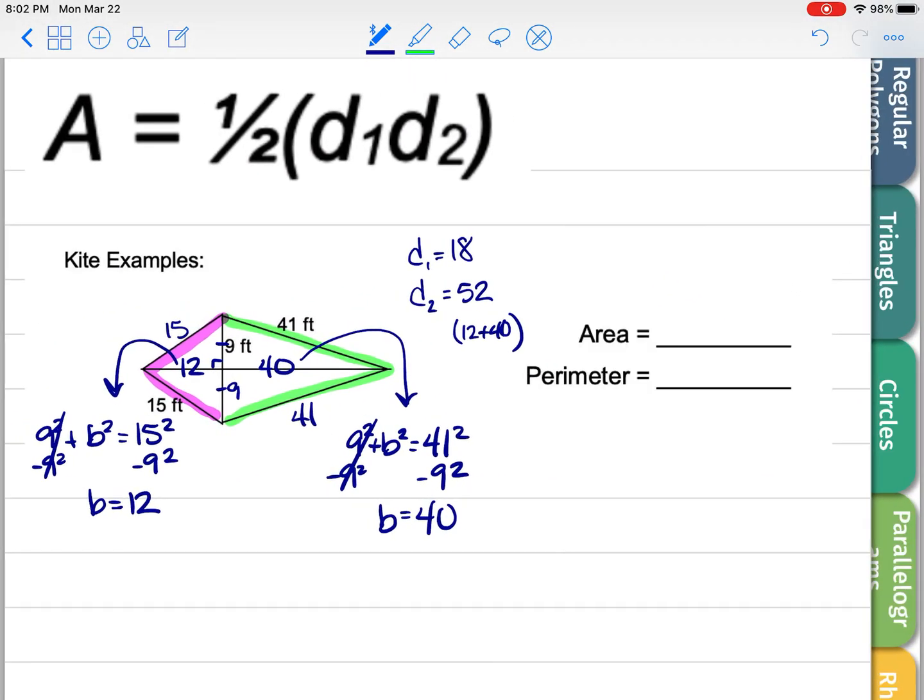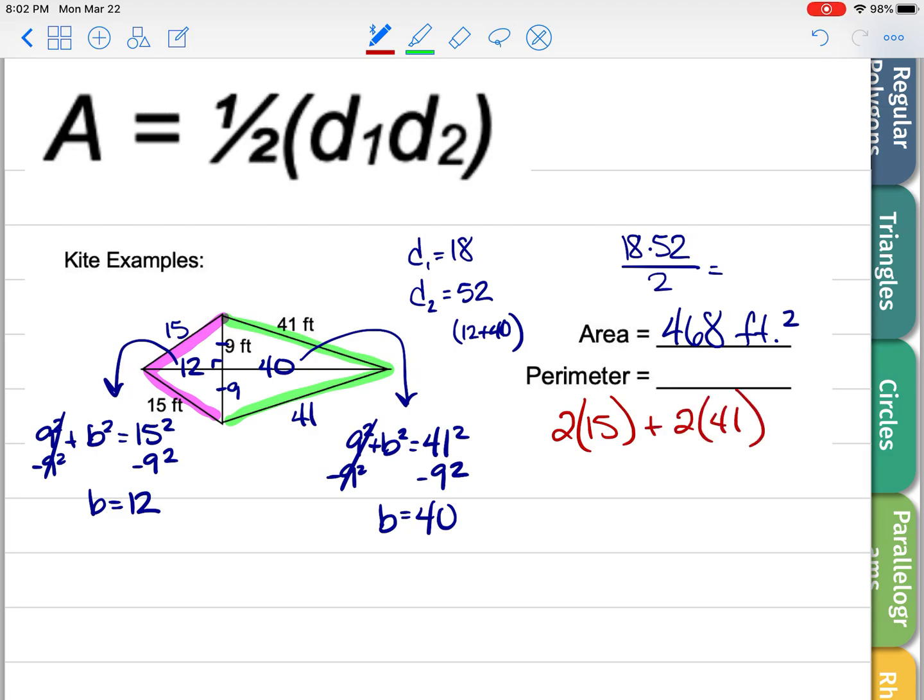Area, diagonal times diagonal, so 18 times 52. Cut that in half, and that would give you 468. And this time they gave us a unit, so feet squared. Perimeter, we would add our outside edges, so we have 2 15s and we have 2 41s. So we can say 30 plus 82, and that's going to give us 112 feet.